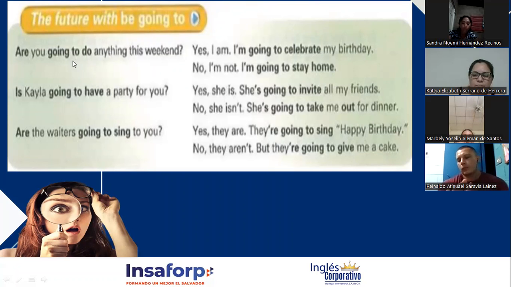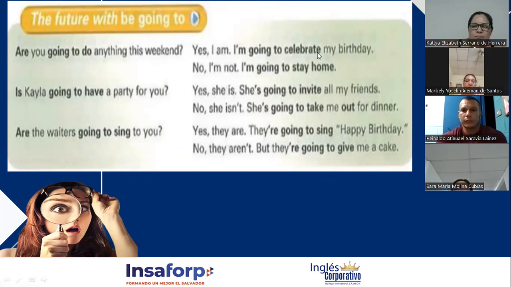Entonces, are you going to do anything this weekend? Yes, I am. Es la misma estructura de las yes or no questions with the verb to be para las respuestas cortas. Ya la respuesta larga ocupa el sujeto, verbo to be, auxiliar going to y el verbo. Yes, I am. I am going to celebrate my birthday. Okay? And so on and so forth. This is just to use as examples. Esos solo son unos ejemplos.